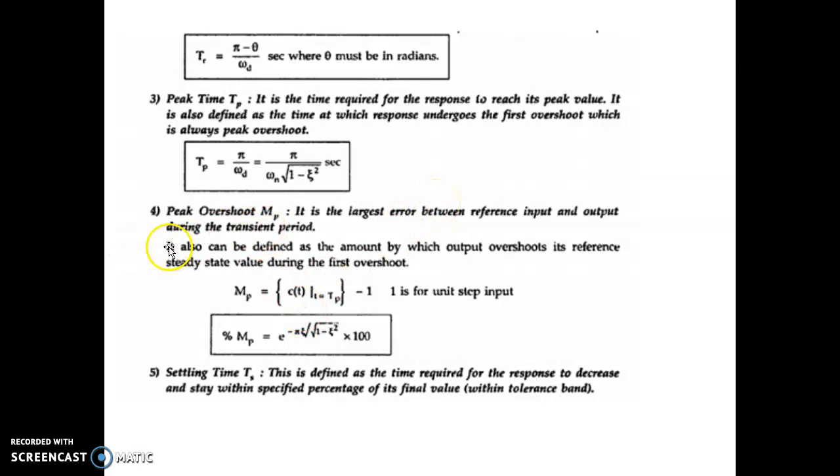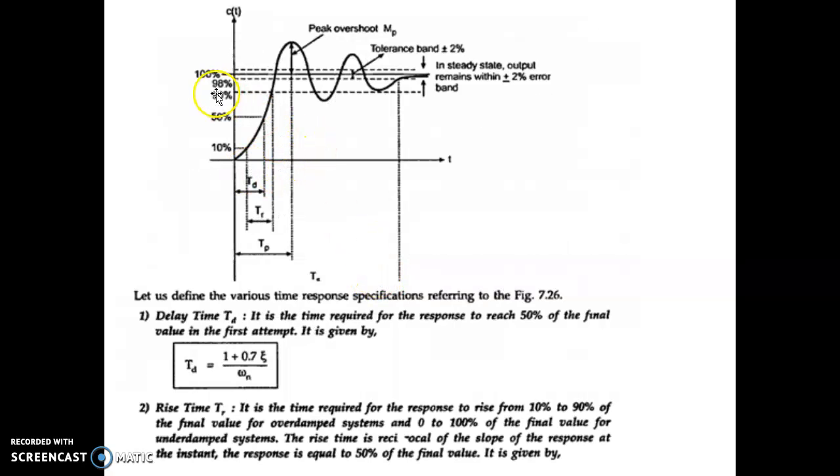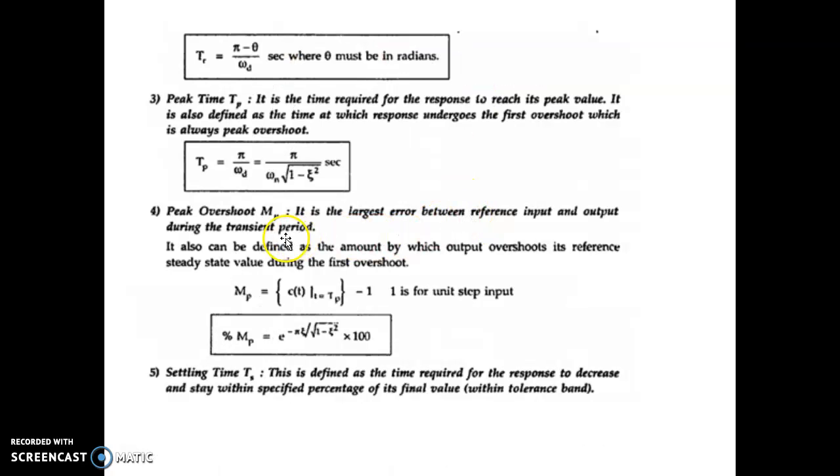The next is peak overshoot. The fourth terminology used in the time response of a second order system is peak overshoot. It is the largest error between the reference input and output during the transient period. The maximum peak overshoot is given by e to the power of minus pi zeta divided by root of 1 minus zeta square.